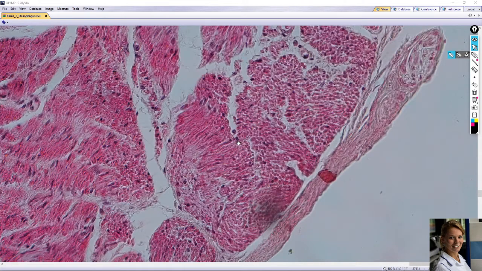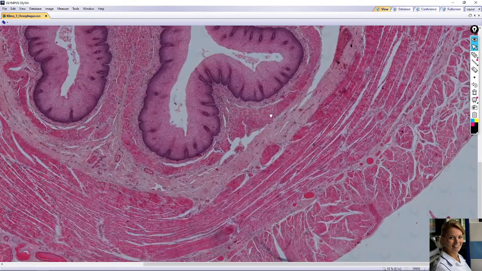That's all. Esophagus wall contains 4 layers: mucosa, submucosa, muscularis externa, and very thin layer serosa. Mucosa consists of epithelium, squamous nonkeratinized epithelium, lamina propria, this is loose connective tissue, and muscularis mucosae, this very thin layer of smooth muscle cells.